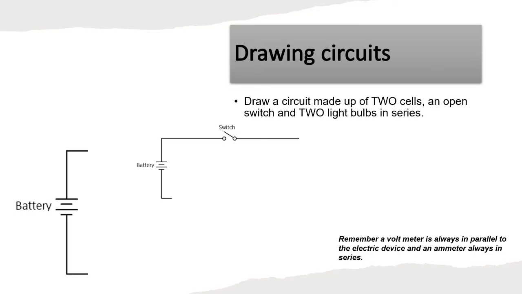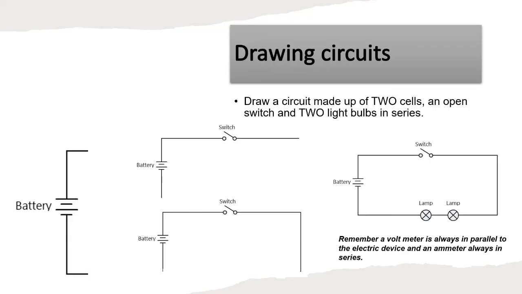Step 3, to complete the circuit, is the 2 light bulbs in series. So what we have done here, we've continued drawing down to make our conducting wire on the right-hand side, and at the bottom we've included our 2 light bulbs to make a closed circuit.